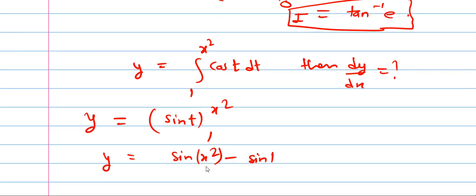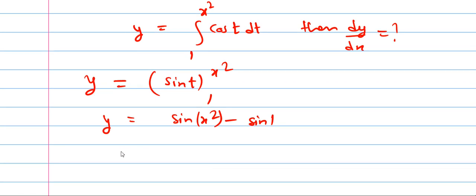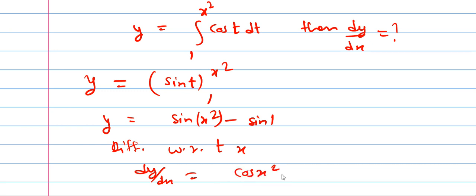Now I want to find out dy by dx. So just differentiate with respect to x. So dy by dx equal to sin x square derivative is cos x square into derivative of x square. So derivative of x square is 2x. Sin 1 derivative is 0. So answer is 2x cos of x square.